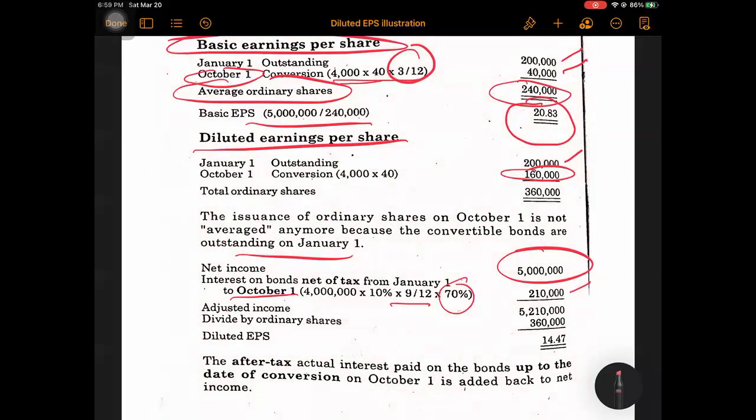Sir, what if, sir, ang bonds gi-issue on April 1, issued April 1, tapos na-convert, actually converted on October 1. Naa bay changes sa computation? Sige, what if ana ang case? Naa bay changes sa computation sa imong basic earnings per share?